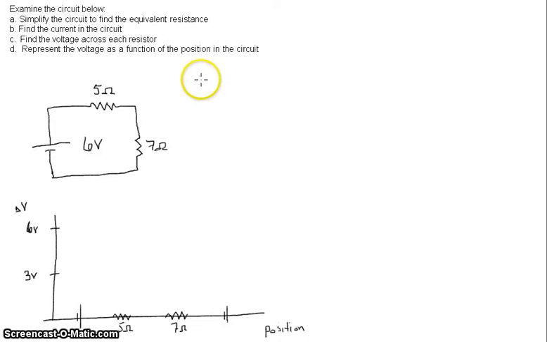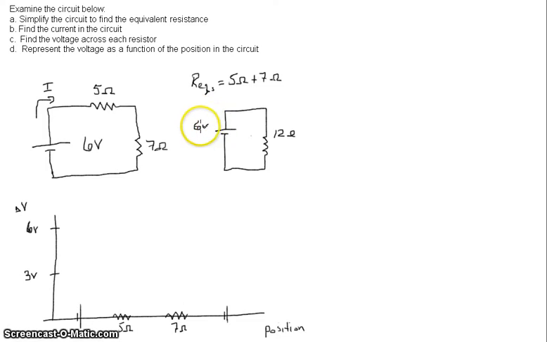So if we look at this, we see that 5 and 7 are in series, and there's one current passing through each. So the equivalent resistance for series is 5 ohms plus 7 ohms, which equals 12 ohms. So I can redraw this as a 6-volt battery in series with a 12 ohm resistor. Alright, that would be A.